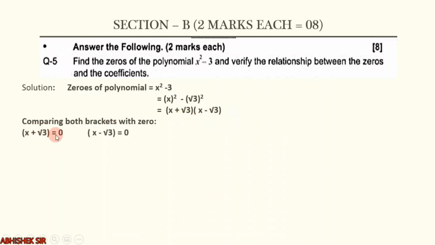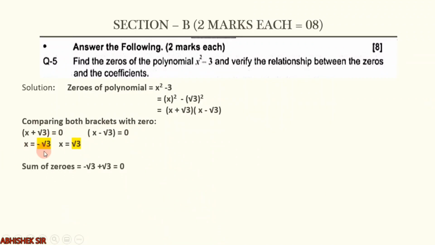So if you compare x plus root 3 with 0 and x minus root 3 with 0, both will give you minus root 3 and plus root 3 as the roots, right? Now what we have to find is the relationship between zeros and the coefficients. That means we have to find the sum of zeros and the product of zeros. So without using the formula, what will be the sum of zeros?